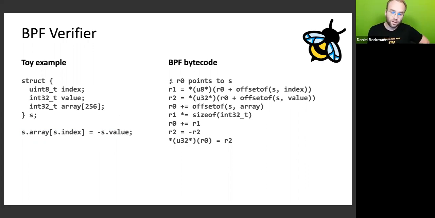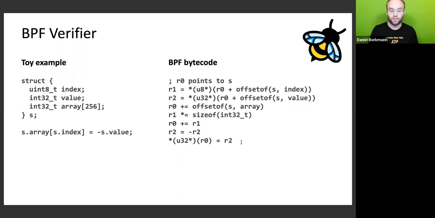How does it look? We just assume in this case, for the sake of simplicity, that register R0 points to the structure, that map value. Initially in register R1, we load the index itself. So it's a byte load. And in register R2, we load the value that we want to store later on. In register R0, we add the offset to the start of the array. And then we calculate the index. So we have to multiply the loaded index with the width of the array field, in this case 4 bytes. And then we add this to the map value pointer. We negate the value that we want to store, and then we actually do the store.